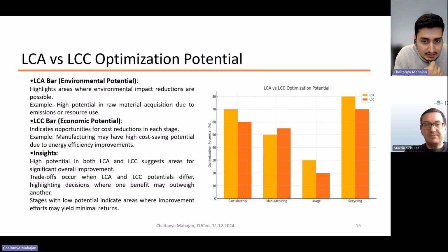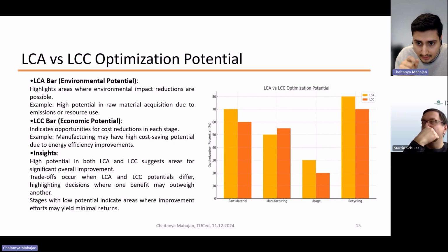Now, the first stage, which is the raw material stage, has very high emissions and environmental impact potential. So they both have a lot of scope that we can work on, and we can drive down the costs in raw material, whether it is extraction or processing, and the environmental emissions. Then the next stage, which is manufacturing, is less than the raw material one, but still significant, in which environmental emissions are lower than the costs.